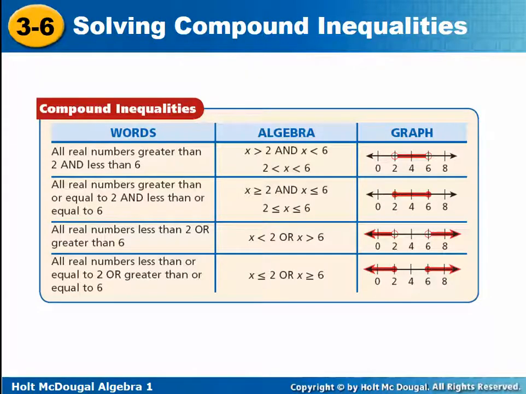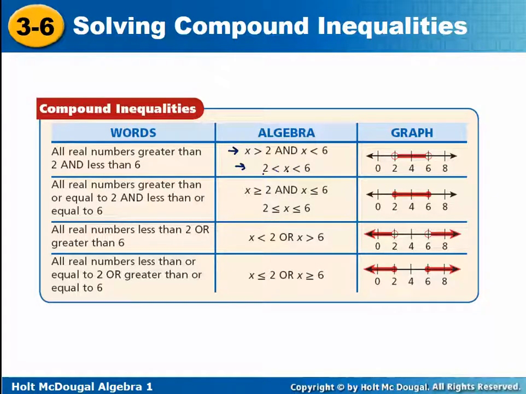Okay, here's about how we will graph this. If we have all real numbers greater than 2 and less than 6, you can either have it as 2 separate statements or combined this way. What we do is we put an open circle at 2 and at 6 because neither of these have "or equal to" as part of the inequality.